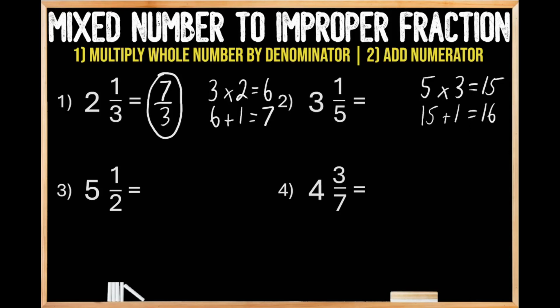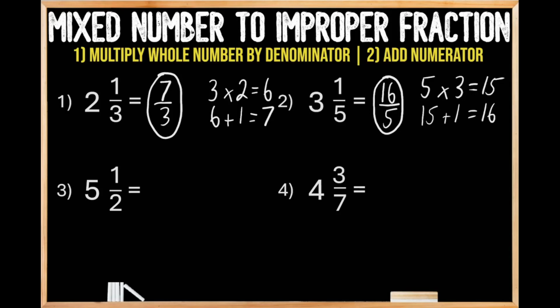So that means that the numerator for our improper fraction is going to have a value of 16, and our denominator's value hasn't changed, it's still in fifths. So when we convert the mixed number of 3 and 1/5 to an improper fraction, we get the improper fraction of 16/5. Now moving on to question number 3, where this time we have the mixed number of 5 and 1/2.